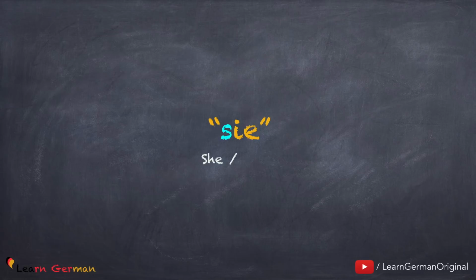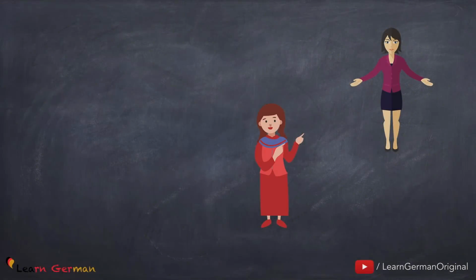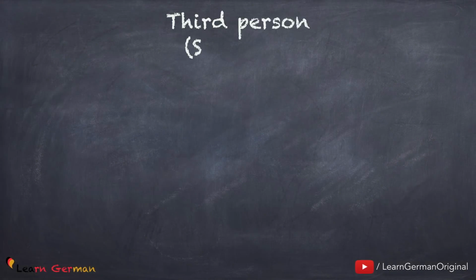Let's move on to the sie with a small s. This also has two meanings. It can be either used for she or for they. Let's look at the first one. Sie with a small s is used as a pronoun for an indirect female person. Let's see how to use it.